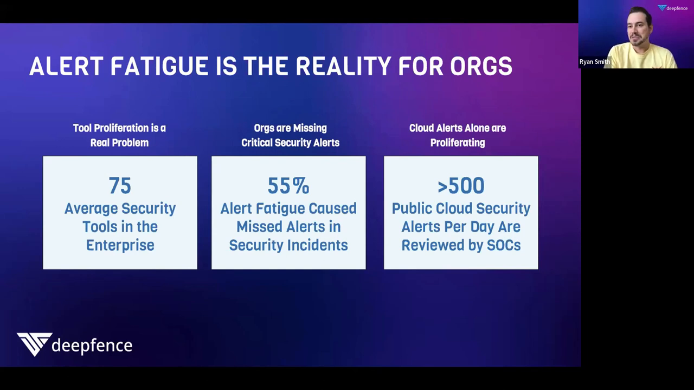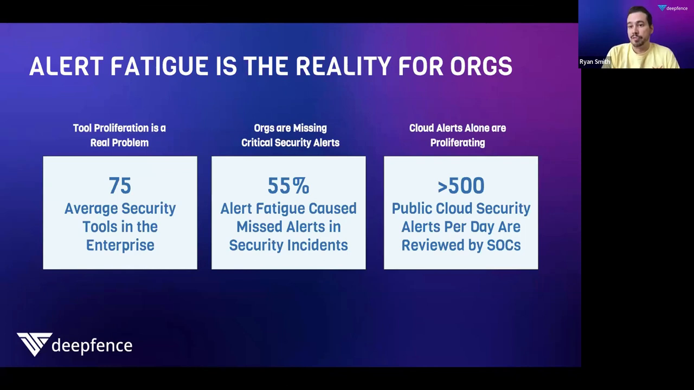So this has led to tool proliferation within the cloud environments. Enterprise security teams have on average 75 security tools that they've bought. You could go through the categories of workload protection, firewalls, CASB, CSPM tools, and you quickly realize how many tools you have within your own security ecosystem and budget. And all of these tools are spouting off alerts to the tune of greater than 500 public cloud security alerts daily that are reviewed by SOCs.